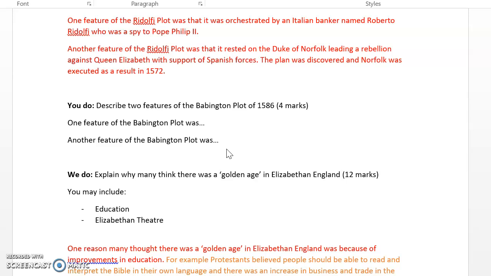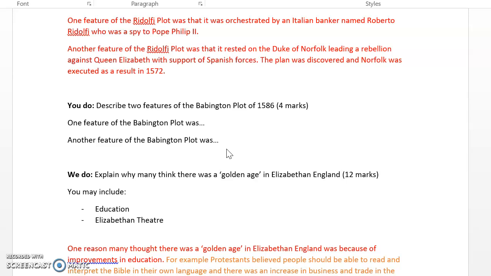This was orchestrated, basically created, set up and organised by Anthony Babington, a Catholic with links to the French. However, like the other two, this plot was uncovered, and Babington was hanged, drawn and quartered. But what was particularly memorable about this plot was that it was the final straw for Mary, Queen of Scots, who as a result was executed in 1587.